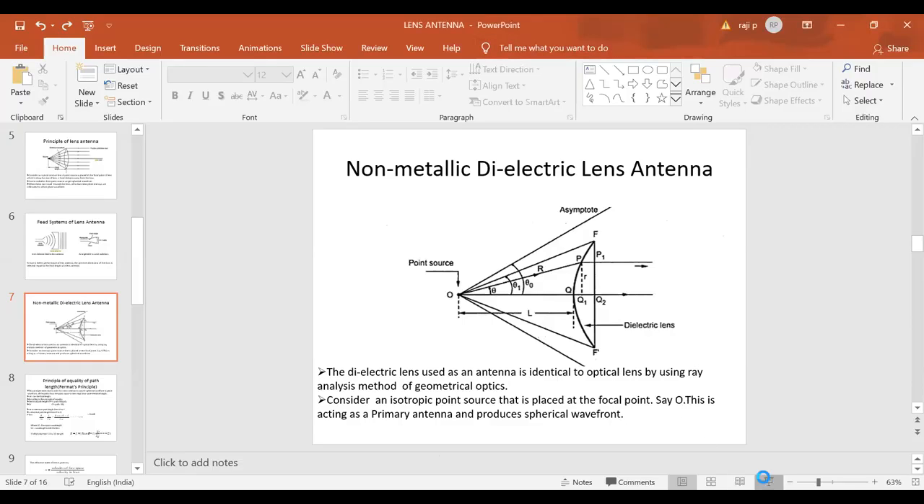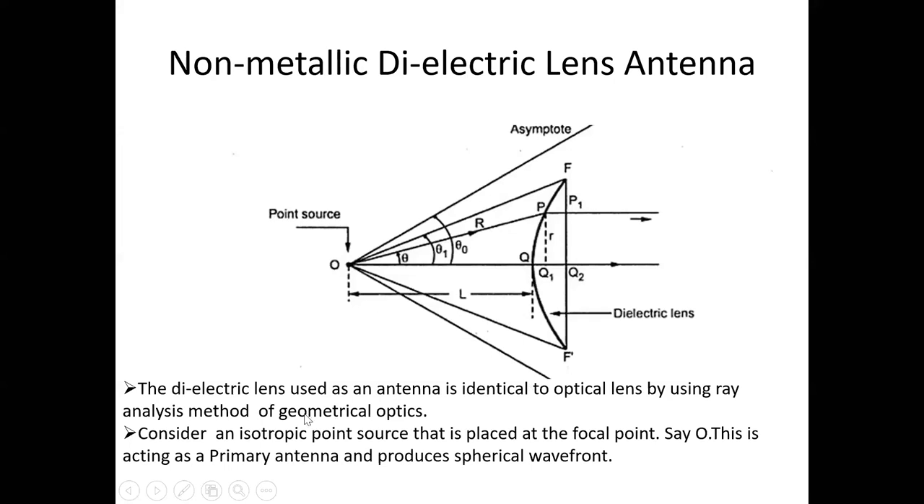As I've told you, the path length should be the same. So we can consider two paths, that is, one is OP1, and that should be equal to OQ1Q2. According to Fermat's principle, in order to convert the spherical wavefront to a plane wavefront, the electrical path length should be the same. So we can consider two paths, that is OP1 will be equal to OQ1Q2. That is what we are doing here.